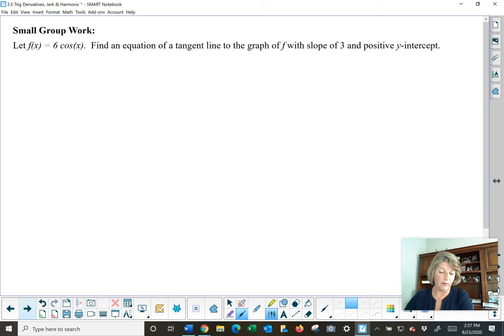Small group work, I want you to work on this: let f of x equal 6 cosine x. Find the equation of the tangent line to the graph of f where the slope of f is 3 and there is a positive y-intercept. That will help us decide what point it's going through. This should be a huge clue as to how to find something like the x value. So take a moment, hit pause. This is a tough problem, but I know you can do it.